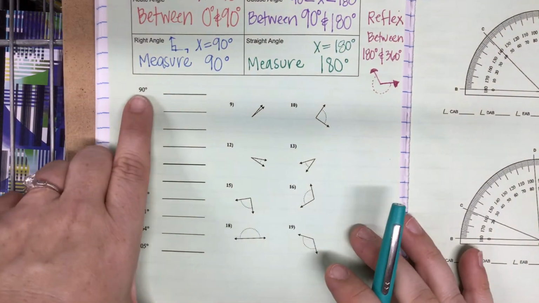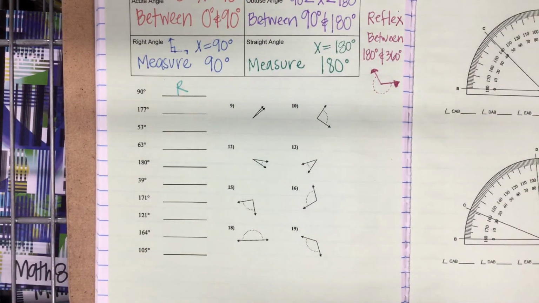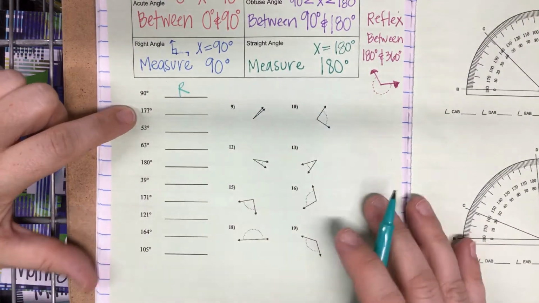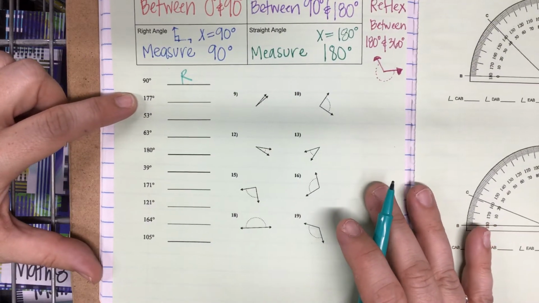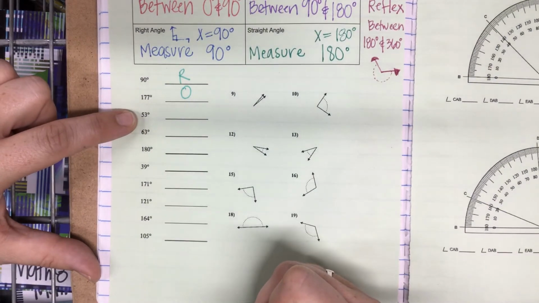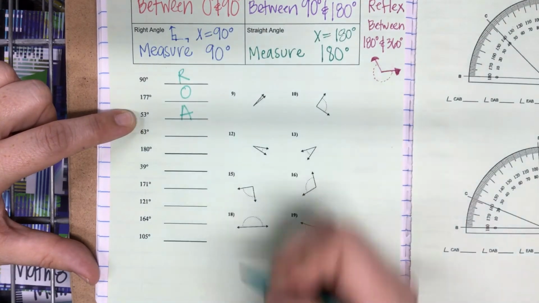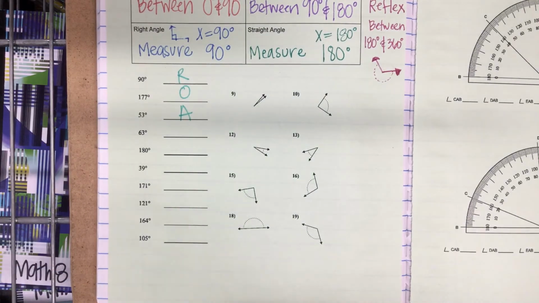90 degrees, what kind of angle is it? R, right. 177 degrees, what kind of angle is it? O, obtuse. Do you see what we're doing? 53 is acute. You're going to keep going.